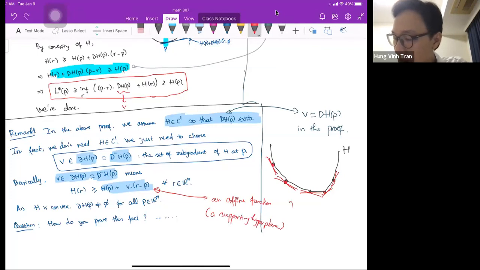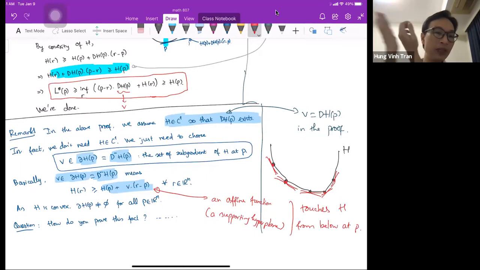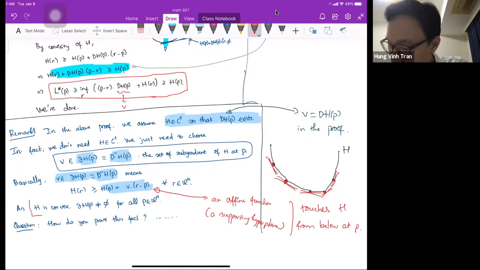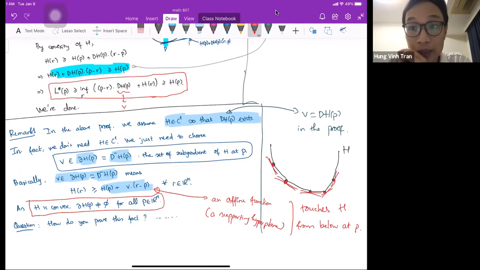Okay, and that one touches H from below at P. So it's below the graph, but it does touch the graph at the point P. Okay. So this is a very important claim: if H is convex, then although it might not be differentiable at some points, the subgradient set at any point is non-empty.